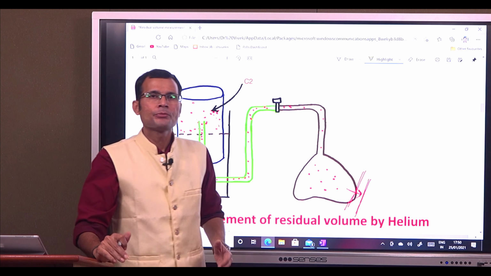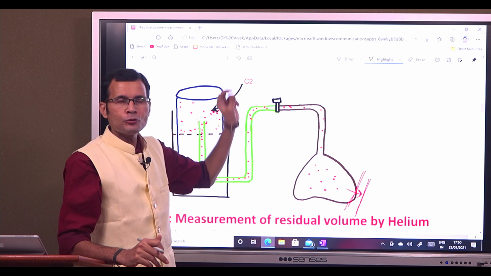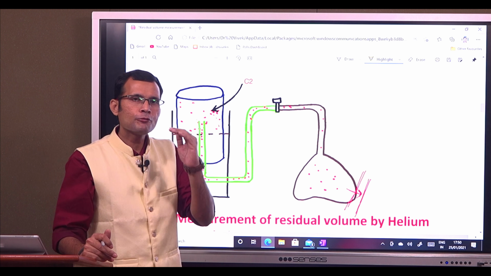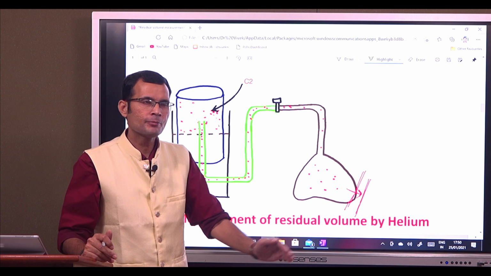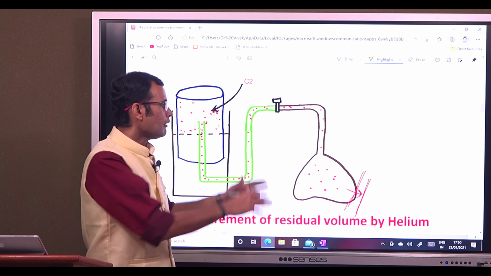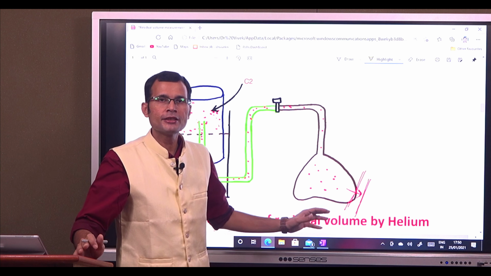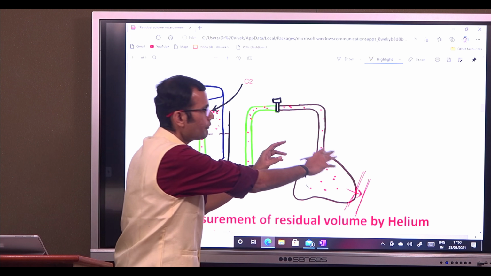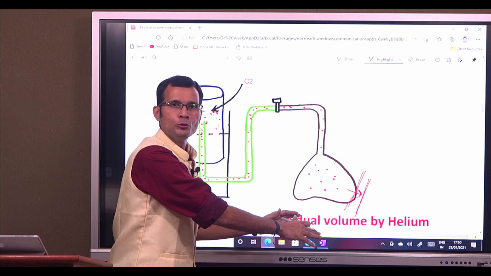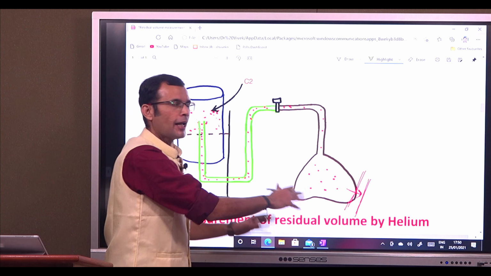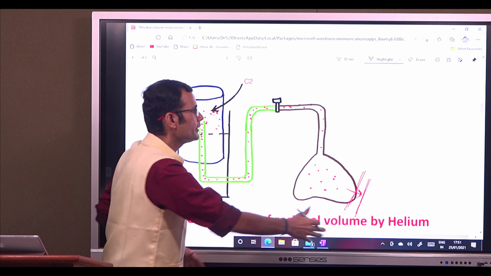Or else, if the valve is opened at the end of normal quiet expiration, the lungs are at functional residual capacity. What remains in the lungs? The functional residual capacity. So, that will be the lung volume in which the helium is going to come, and there will be dilution of helium in this entire system.